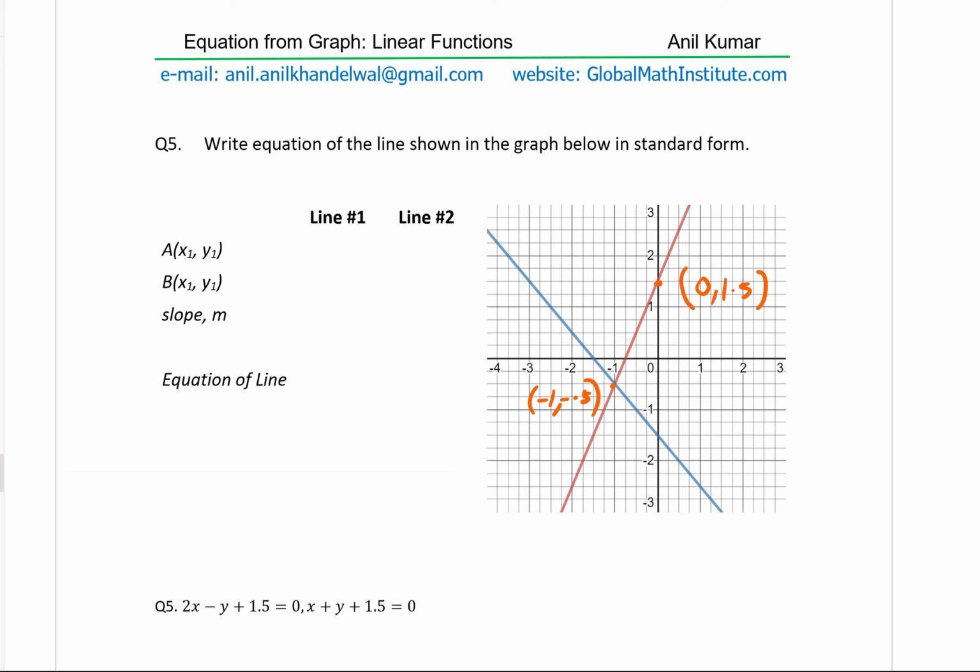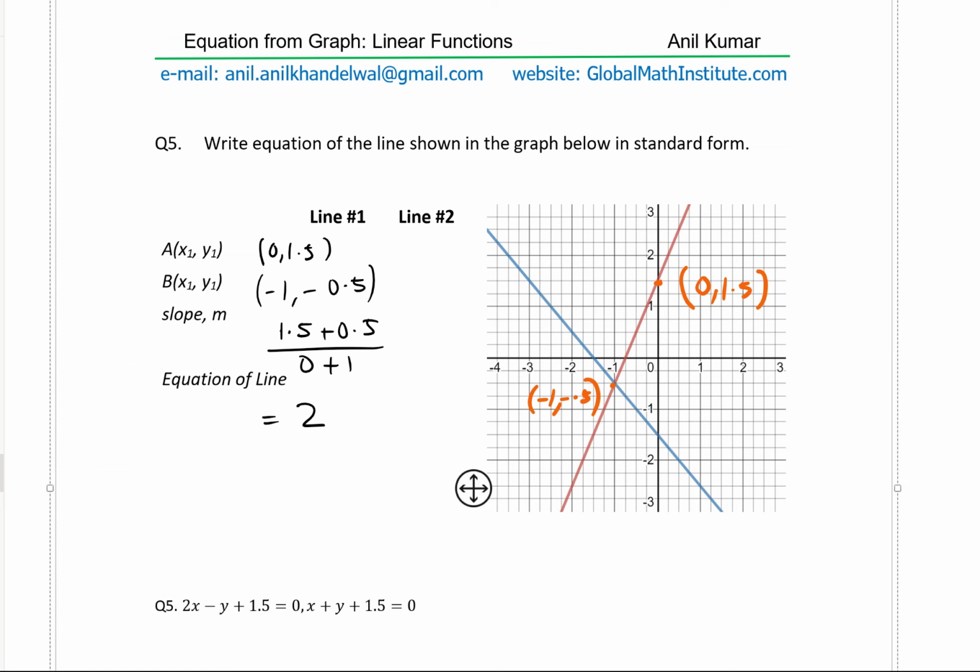So we have 2 points on our line. One of them is 0, 1.5. The other one is -1 and minus 0.5. The slope will be the difference of these two. So that means 1.5 minus minus 0.5, that becomes plus 0.5, over 0 minus minus 1, that becomes plus 1, and the slope is actually 2. Okay, so slope is 2.